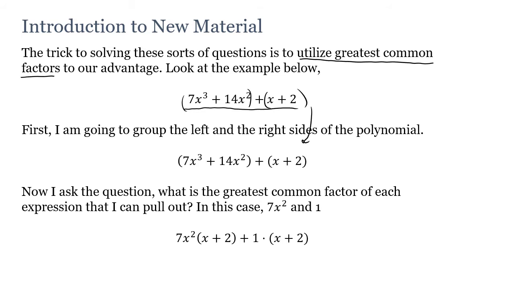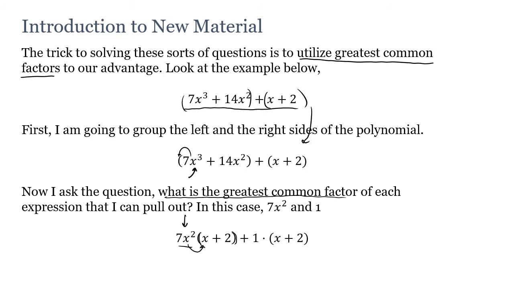The reason I'm going to do that is because I'm going to look at this left-hand one, and I'm going to think to myself, what is the greatest common factor that I can pull out of 7x cubed and 14x squared? That's actually going to be 7x squared. 7x squared is the biggest thing that will fit into both of those terms. So I can pull it out, and it comes onto the outside like this, and then whatever's left, I leave on the inside of the parentheses. So in this case, x plus 2.